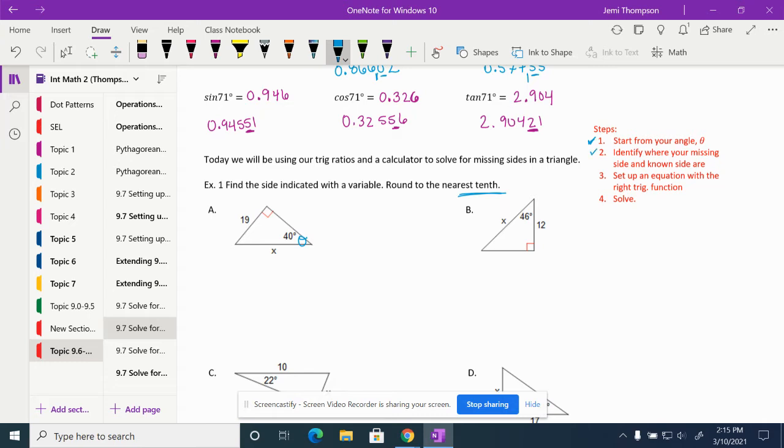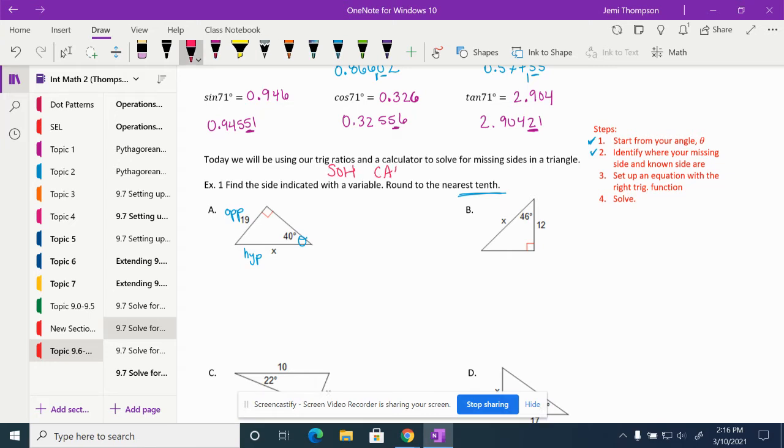Identify where your missing side and known side are. So what I'm looking for here is what information do I have that is opposite, adjacent, or hypotenuse. So what do I know? 19. Is 19 hypotenuse, opposite, or adjacent? It's opposite. What am I looking for? The x. Is x hypotenuse, opposite, or adjacent? Hypotenuse.